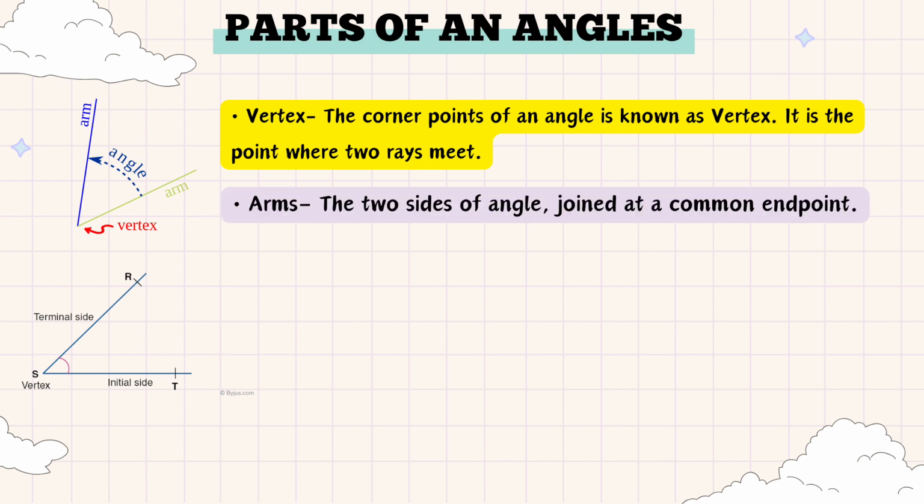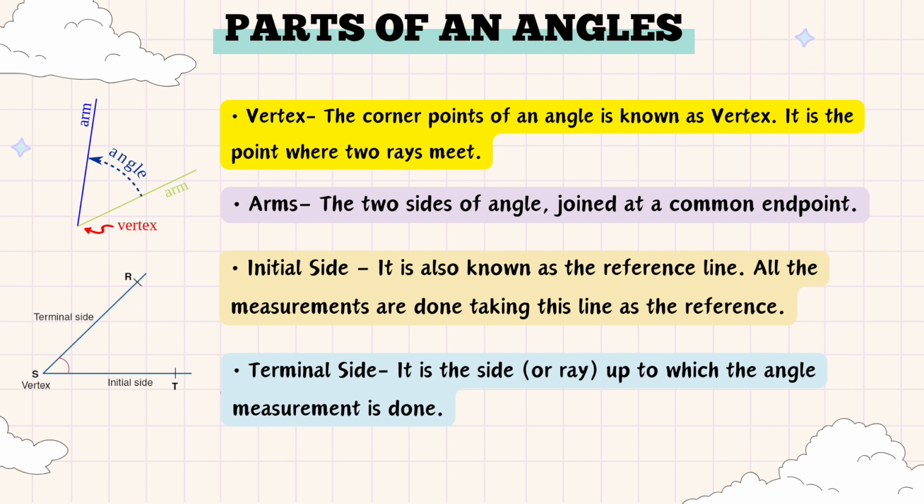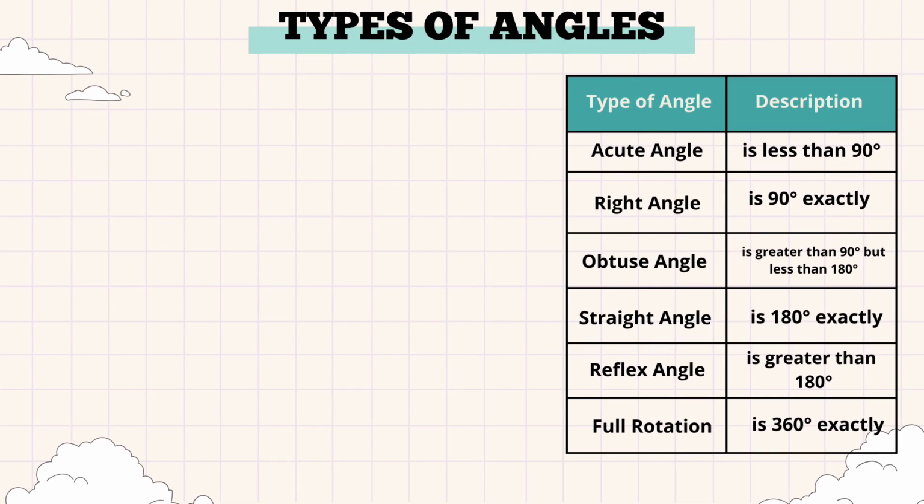2. Arms. The two sides of an angle join at a common endpoint. 3. Initial side. It is also known as the reference line. All the measurements are done taking this line as the reference. 4. Terminal side. It is the side or ray up to which the angle measurement is done. Third, types of angles.